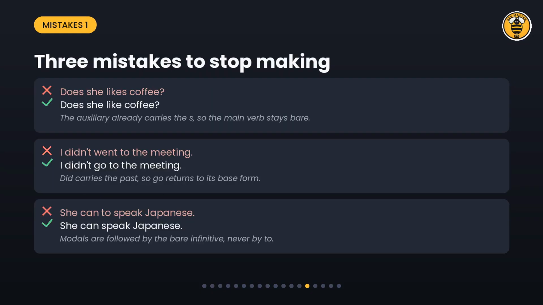Let us fix the mistakes I hear most often. Number 1. Does she likes coffee? The correct version is, does she like coffee? The auxiliary does is already carrying the S, so the main verb stays bare. Number 2. I didn't went to the meetings. The correct version is, I didn't go to the meeting. Did is already carrying the past tense, so go returns to its base form. Number 3. She can to speak Japanese. The correct version is, she can speak Japanese. Modals are followed by the bare infinitive, never by to.